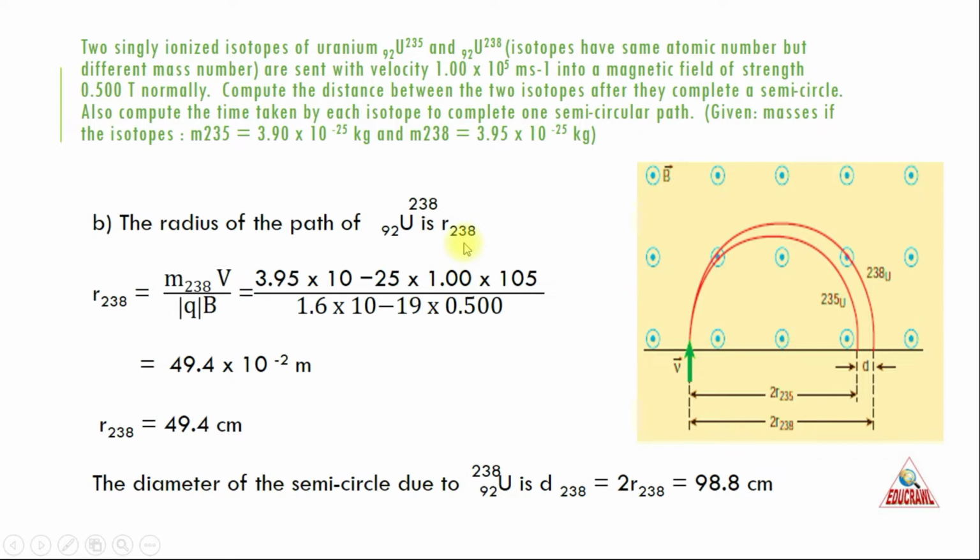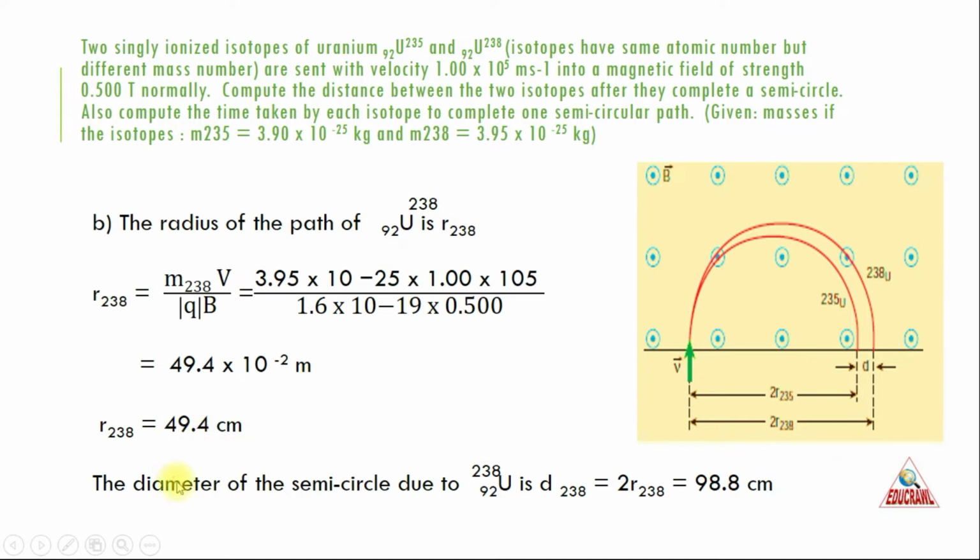uranium-238, which is given as R238. We use the same formula mv divided by bq. Here the mass of 238 isotope we have to substitute. So it will be 3.95 into 10 power minus 25 into 1 into 10 power 5. The whole divided by 1.6 into 10 power minus 19 into 0.5. Further simplifying, we get the answer as 49.4 into 10 power minus 2 meter, which is nothing but 49.4 centimeter.